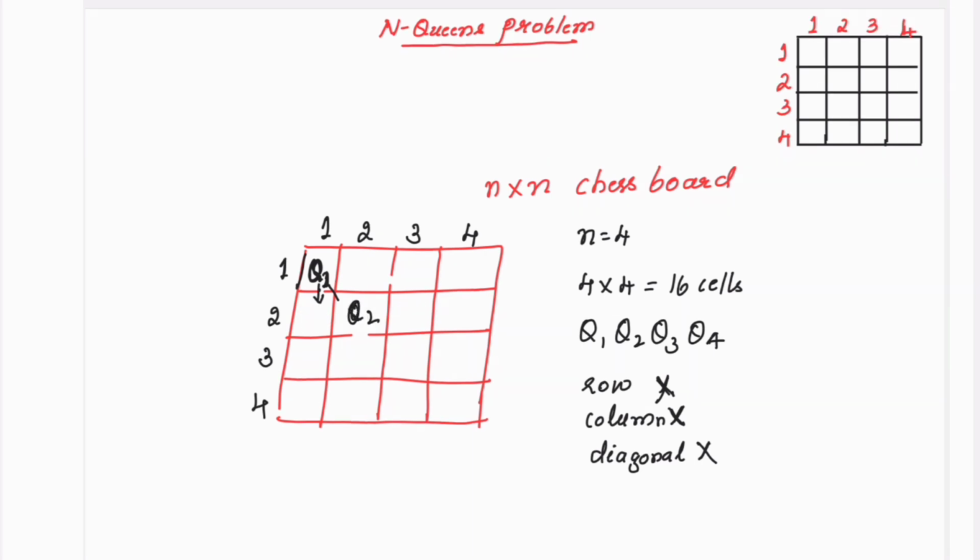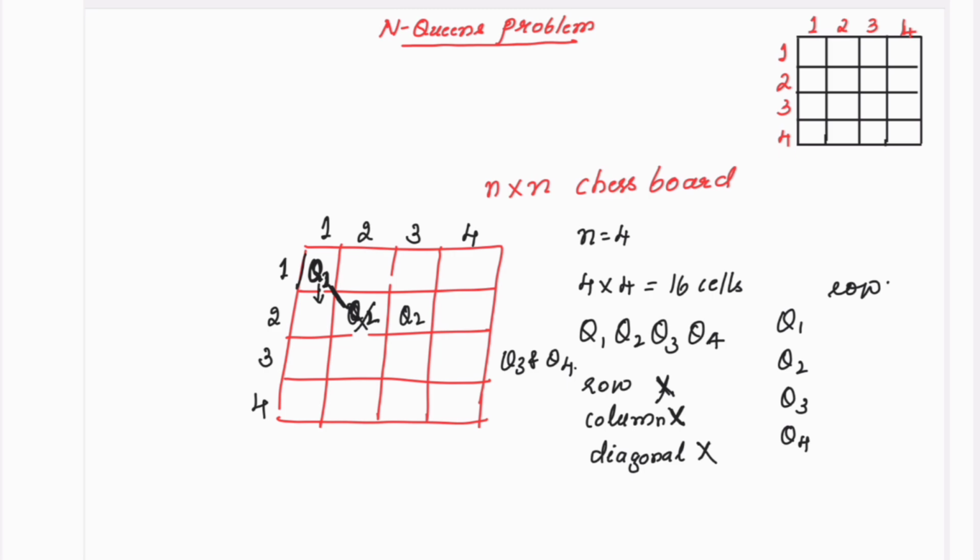If you place q2 here, then once again you need to check whether they are in the same diagonal. Definitely these two queens can attack each other, so you cannot place q2 here. You have to place q2 in this column. Likewise, you have to properly select the column for q3 and q4.